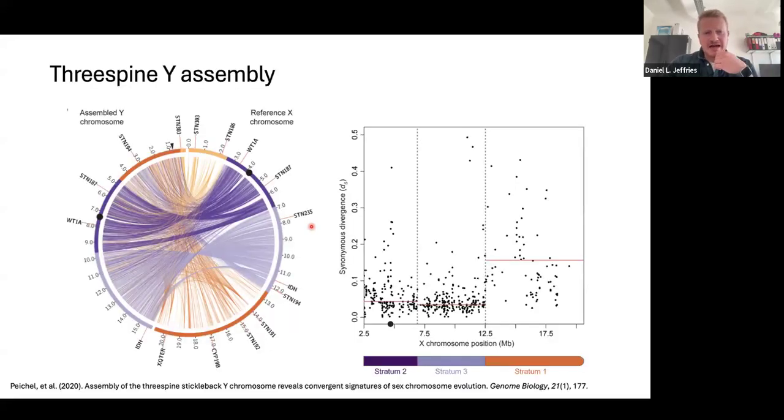So going into this project, we already had a three spine Y chromosome assembly where they were able to characterize several large structural variations between the X and the Y chromosome that were likely on the Y chromosome and responsible for loss of recombination between the two. And this corresponds nicely to the patterns of synonymous divergence we see in genes in these regions as well. So we have a good idea of the extent of the strata and their relative ages in the three spine.